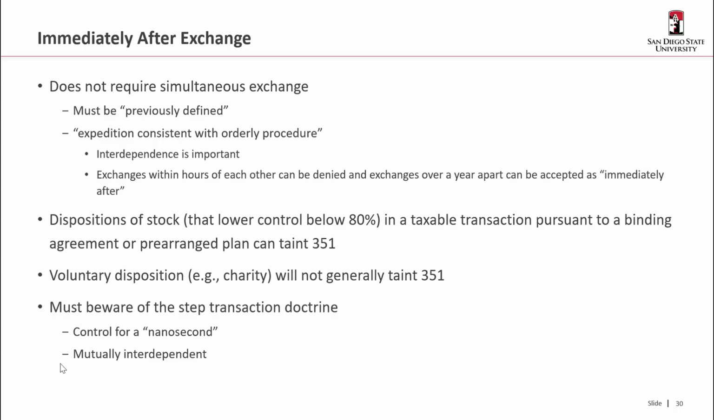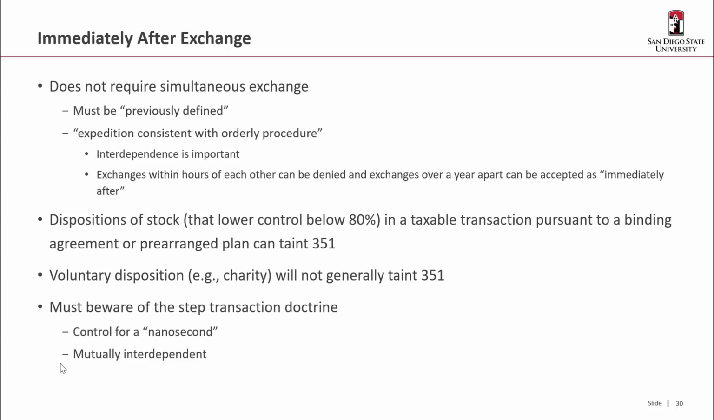Dispositions of stock are not necessarily terrible afterward. So let's say that I exchange property for stock in a corporation, and then immediately after I sell that stock, right? That doesn't necessarily taint my 351, but it would if that was pursuant to a binding or prearranged plan. So I went in knowing full well that's what I was going to do. Well, that's just a hidden sale, and they're not going to let that fly.